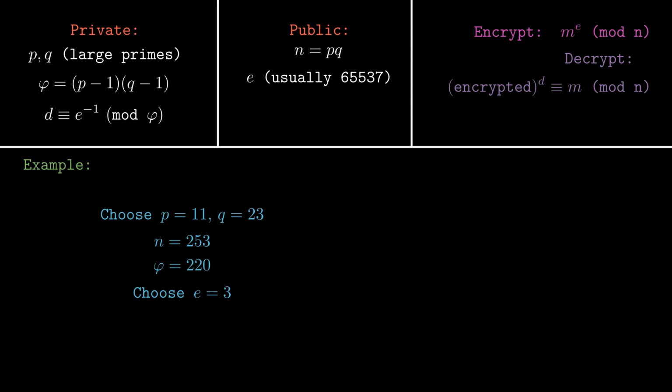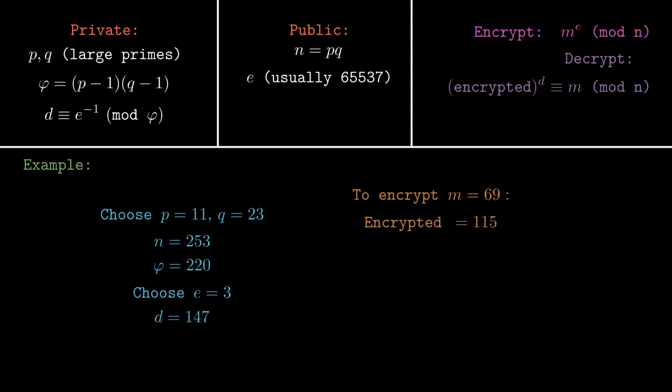Finally, we compute d as the modular inverse of e mod phi, which is 3 to the minus 1 mod 220. For brevity, I'll skip over using the magic box to compute this, but feel free to go into the details of that if you want. In the end, we get d is 147. Let's go through encryption. If you want to send me a secret number, say, I don't know, 69, you would send me m to the e mod n, which in this case is 69 to the 3 mod 253, which is 115.